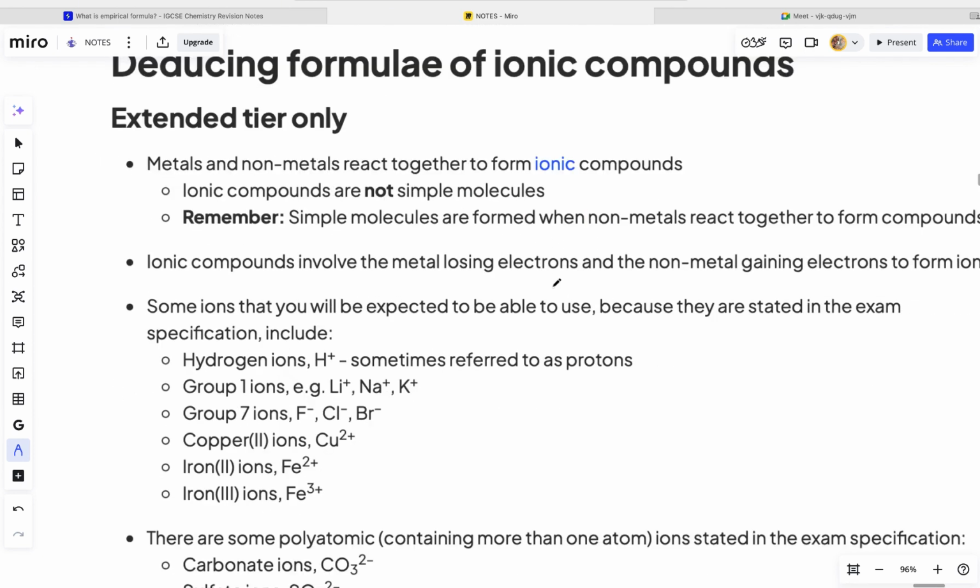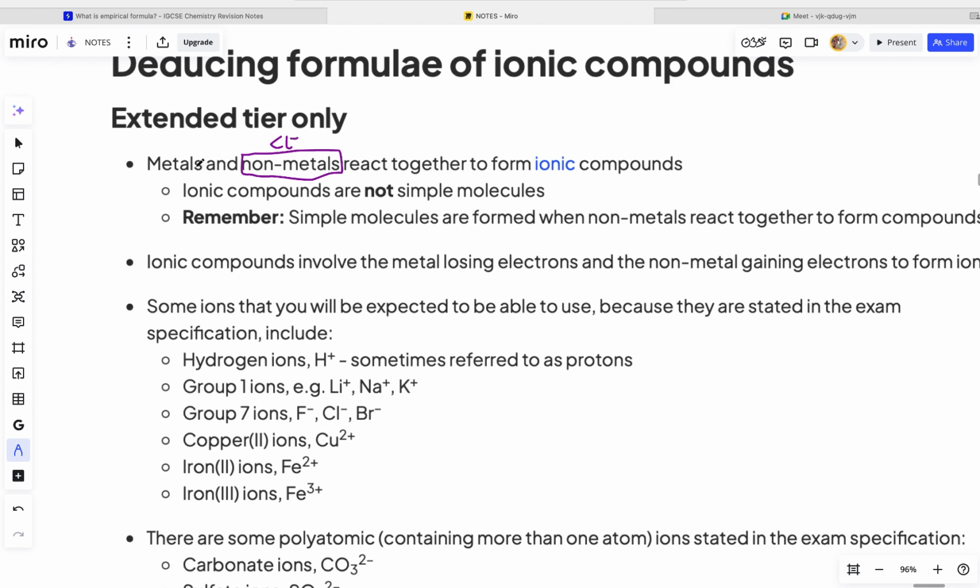Now we say metals and non-metals react together to form ionic compounds. Metals are positively charged because they lose electrons. When atoms lose electrons, they become positively charged. Non-metals gain electrons, so they become negatively charged, like chlorine, for example. You have chlorine minus. You'll be wondering why there is a minus: because you gain electrons. When you gain electrons, you become negatively charged, because you now have more electrons than protons in your nucleus.